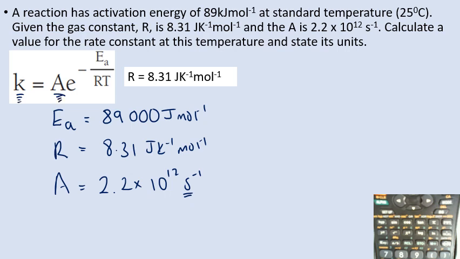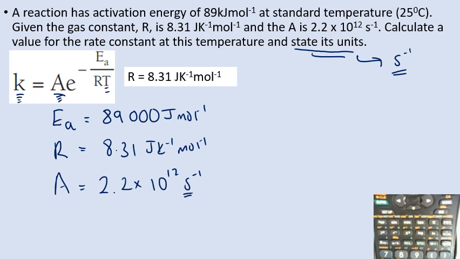We know that they can change, but if the units for the rate constant change, so do the units for the Arrhenius constant. They are the same. So stating the units is going to be quite straightforward. We know the units are going to be s to the minus 1. We already know that.